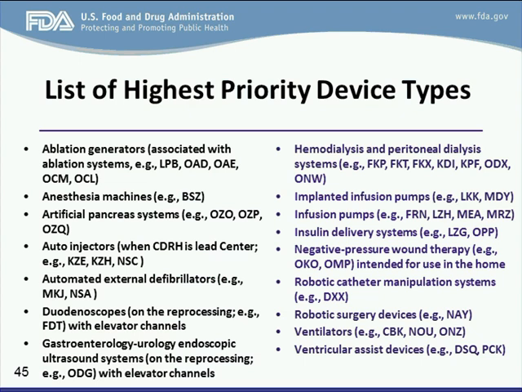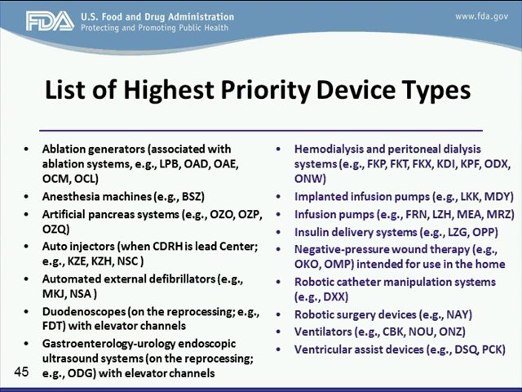Let's take a typical example: on the left column, the third row, the artificial pancreas system. I'm going to use this to pose a question, and I'll provide a response, which probably will clear up a lot of things on this list. If your device falls within this type of submission, artificial pancreas system, and does not have any of these example product codes, OZO, OZP, and OZQ, does it mean that you have to submit human factors data for this particular device?